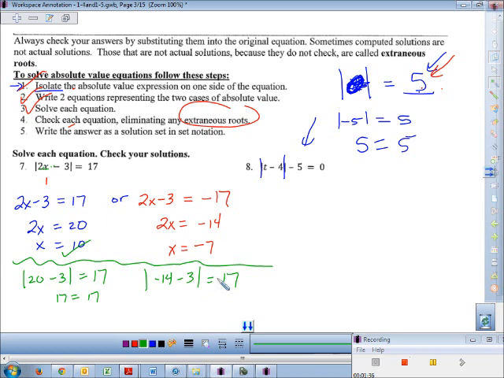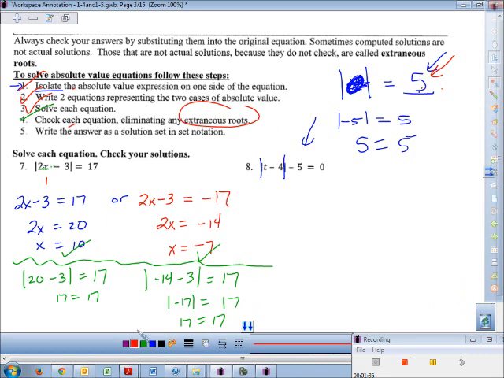Does that make sense? So in here, then, I want you to simplify it down to negative 17 inside the bars. And is the absolute value of negative 17 really 17? 17 equals 17. Didn't that one check also? So, bada boom. They both worked. Sometimes they'll both work, sometimes they won't. In this case, they both worked. That was step 4. Check each equation, eliminating any extraneous roots. We didn't have any extraneous roots.